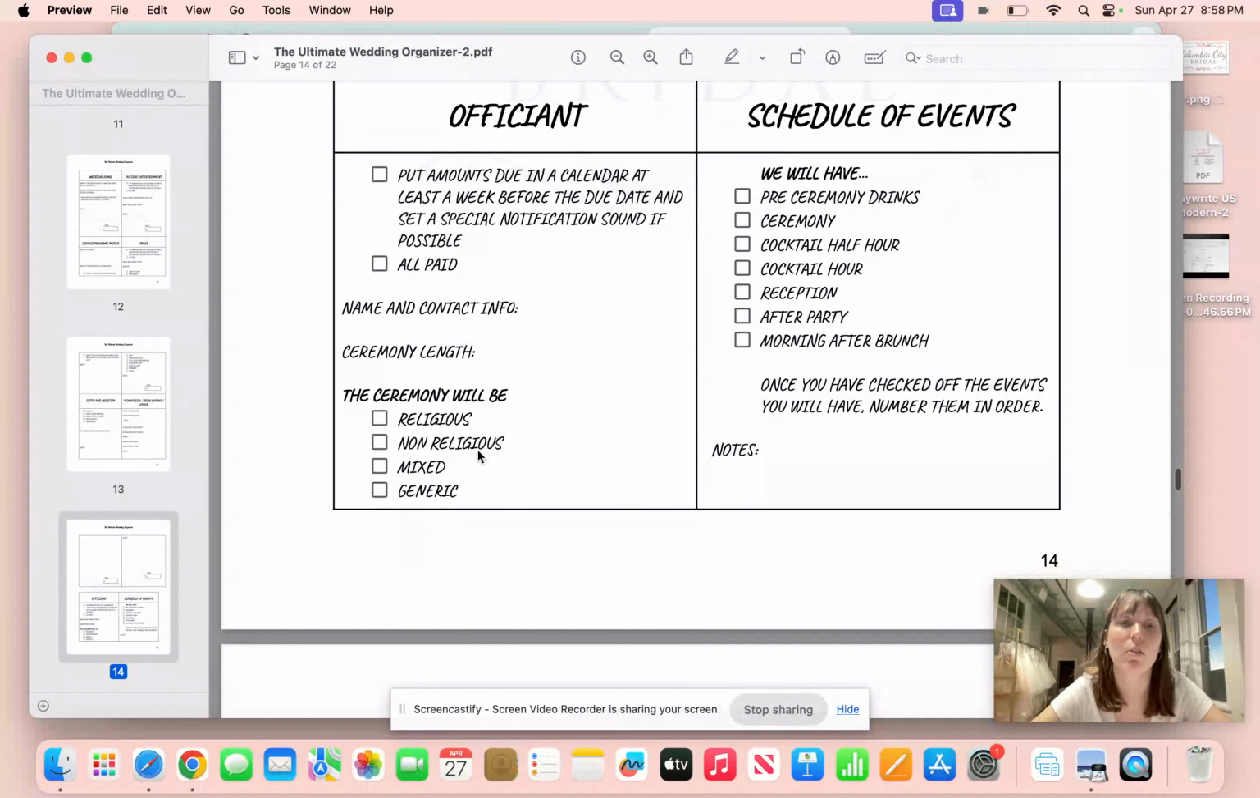Officiant, what kind of ceremony are you going to have? Is it going to be religious, not religious, mixed, generic? And whoever is officiating, they should be asking you those questions. Unless you're getting married in a Catholic church, well, then of course it's going to be religious. But if you are going to be married in the park, you need to find someone that is going to align with your beliefs and what you want.